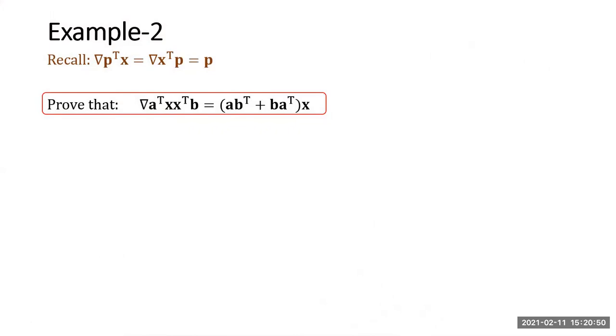Our next example. Okay, now remember that del P transpose X is the same as del X transpose P, which is equal to P. And we must show that the derivative of A transpose X, X transpose B is equal to AB transpose plus BA transpose times X.